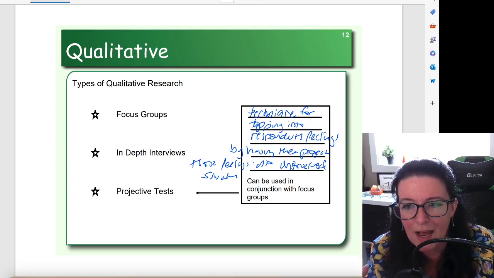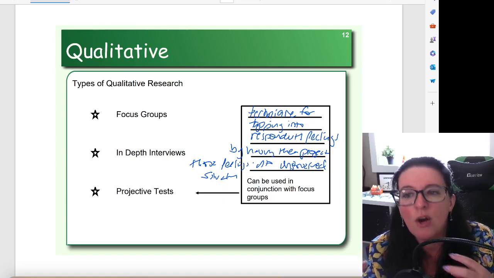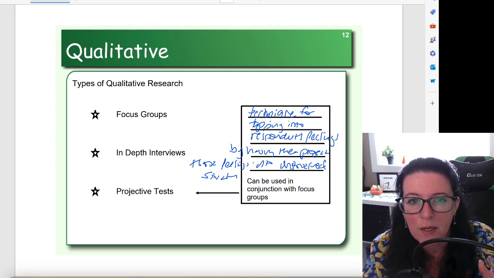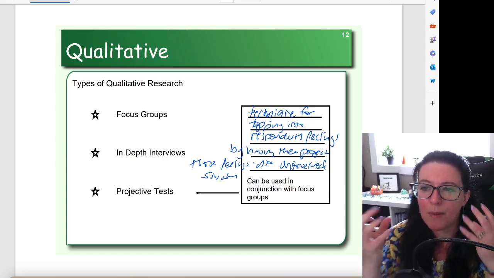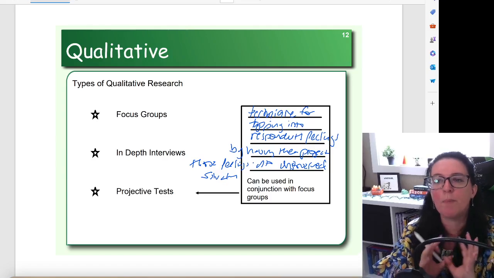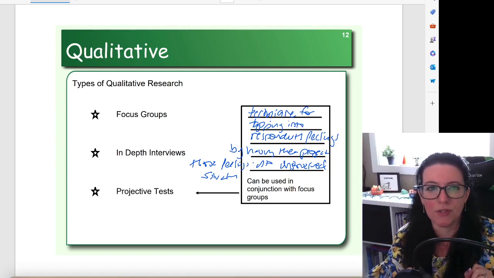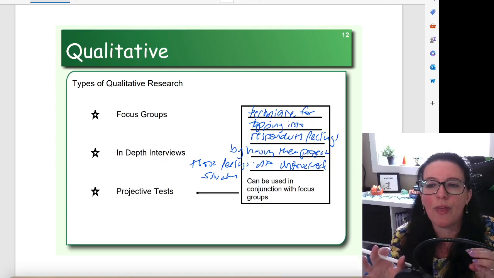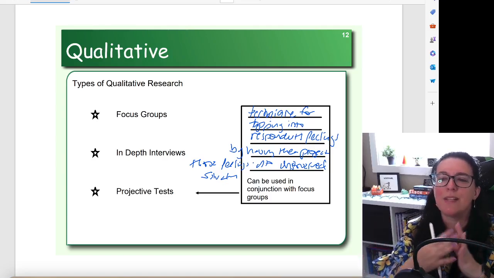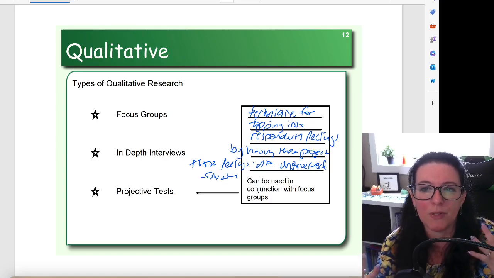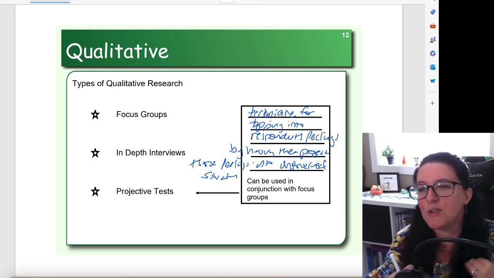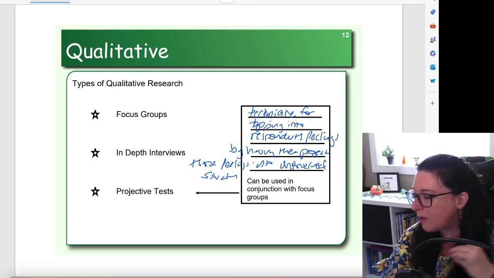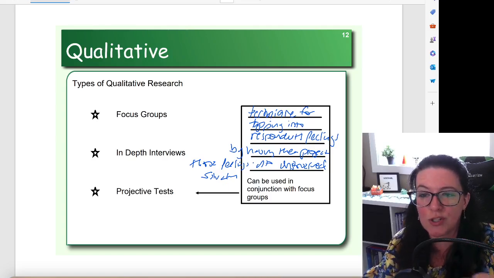So projective tests create a bit of a safety net for explaining how you feel or explaining a traumatic event by having you explain it not about yourself and your history, but projecting it onto something else. Onto another person, onto a cartoon or image, so that it is really not about you. It creates a bit of a safety for us in terms of being able to tap deeper into our feelings. So a technique for tapping into respondents' feelings by having them project those feelings onto an unstructured situation.